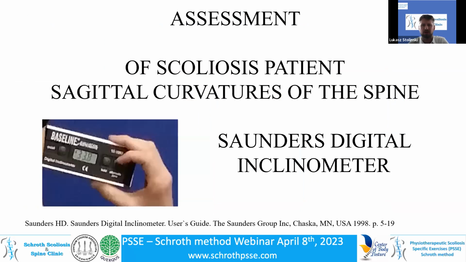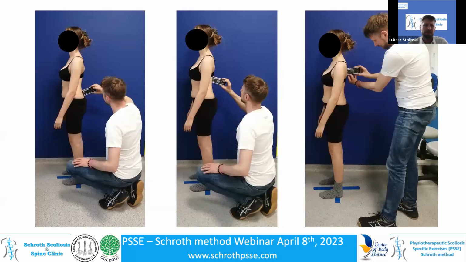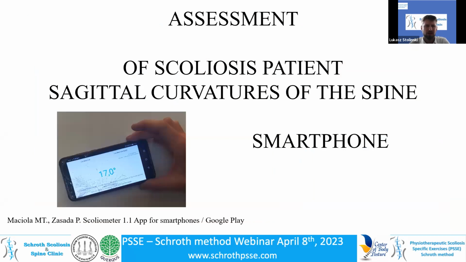For assessing sagittal curvatures of the spine in a scoliosis patient, we can use, for example, a Sanders digital inclinometer. This reliable measuring equipment is really helpful for quantitative assessment of the spine region. We can also use our smartphones for assessing sagittal curvatures, with special applications which can be downloaded from the internet.